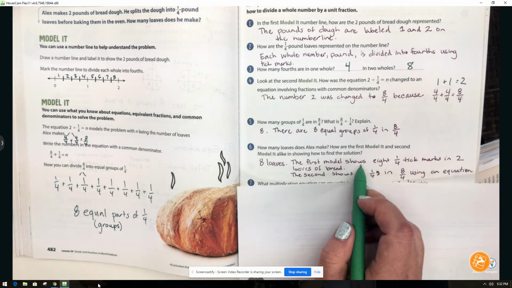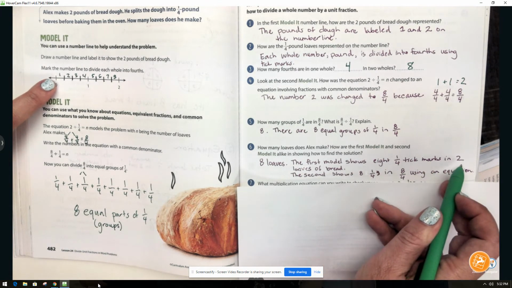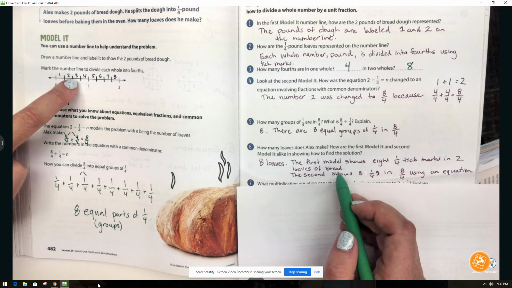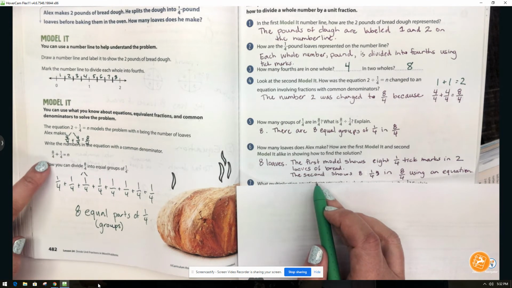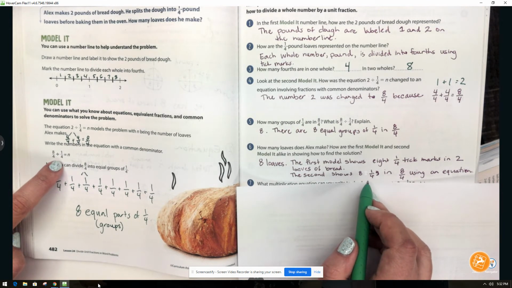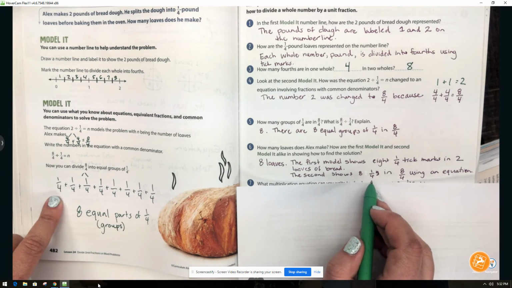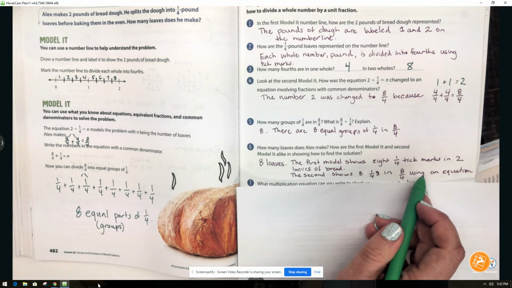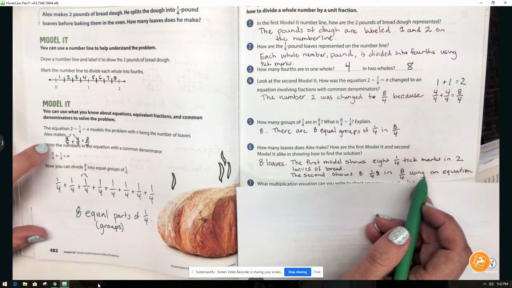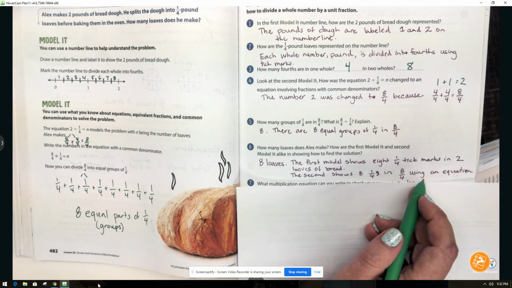The first model up here shows 8 1/4 tick marks in 2 loaves of bread, or 8 equal parts in 2 loaves of bread. The second down below shows 8 1/4. So it shows us that there are 8 1/4 in 8/4 using an equation. So we changed 2 and 1/4 to 8/4 divided by 1/4, and then we could easily see that there are 8 1/4 groups in 8/4.